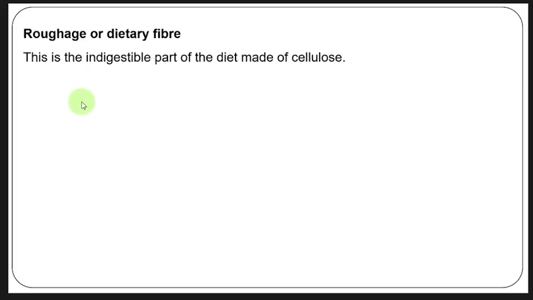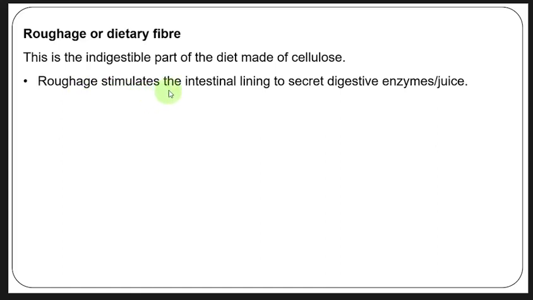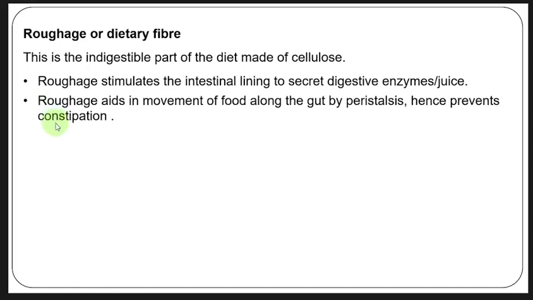All right, so what is the function of roughage? So roughage stimulates the intestinal lining to secrete digestive enzymes or juice. So these roughages help the intestines to secrete those digestive enzymes that help digestion. The next, roughage aids in movement of food along the gut by peristalsis, hence prevents constipation.